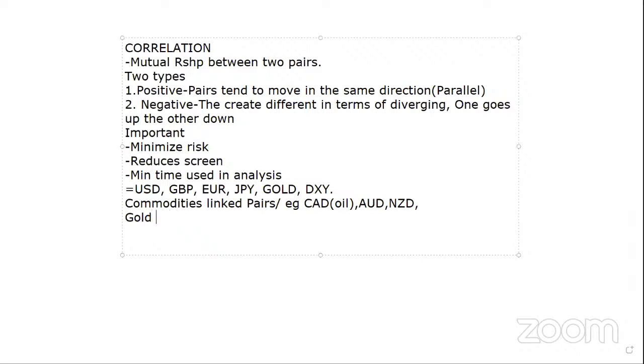So we have gold and JPY, Japanese yen. So gold and the yen, we call them safe haven pairs. What do we mean by safe haven pairs? These are pairs whereby people will run to whenever the market is not behaving well.